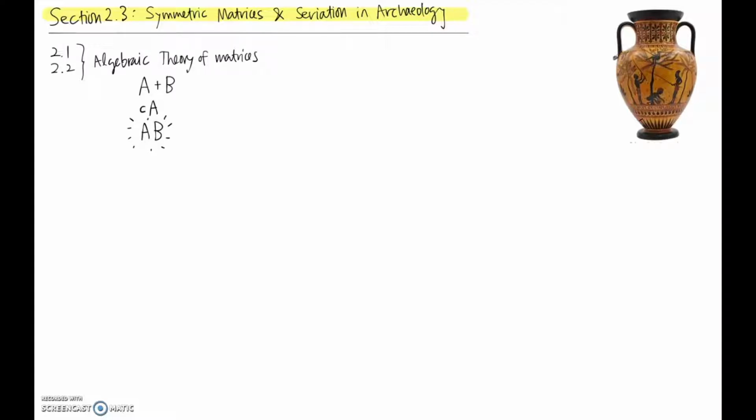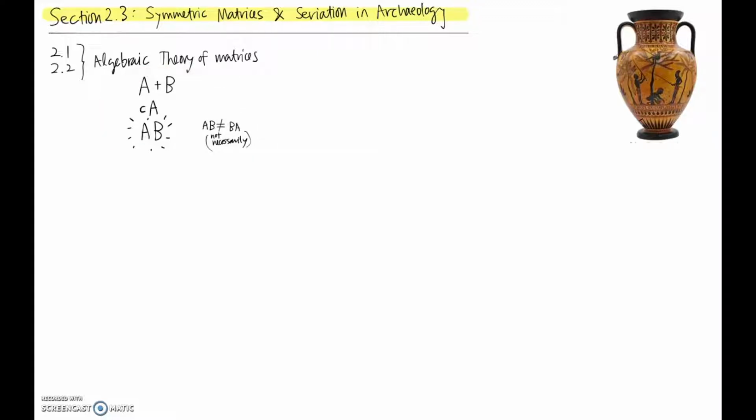And you'll remember that importantly, we learned that AB does not necessarily equal BA. Sometimes it does, but a lot of times it doesn't. And so this was a big difference between real numbers and matrices, that the commutativity of multiplication doesn't hold with matrix algebra.